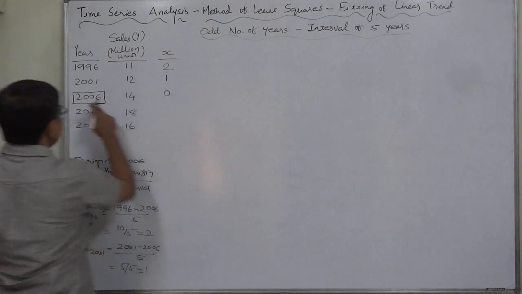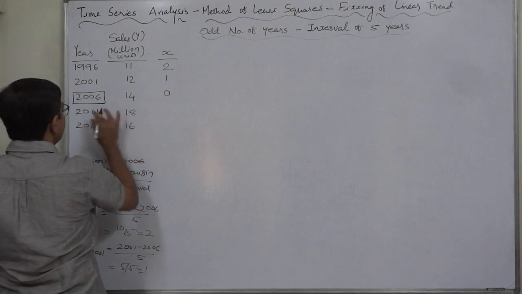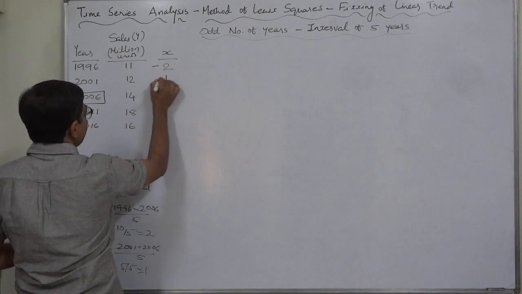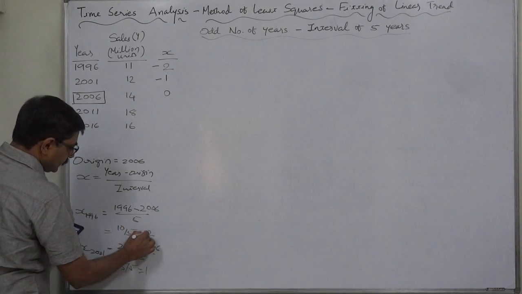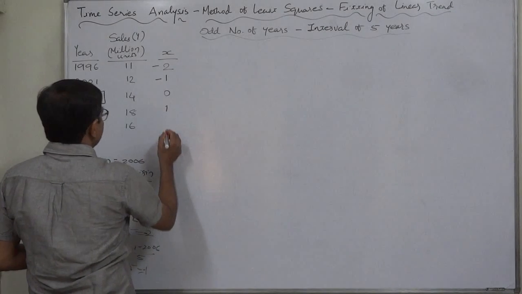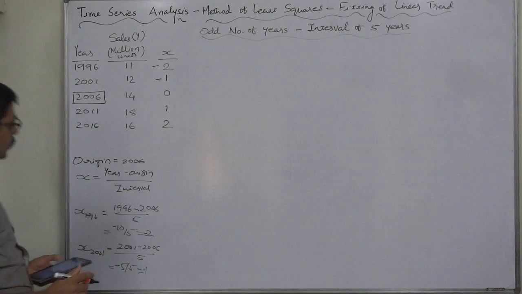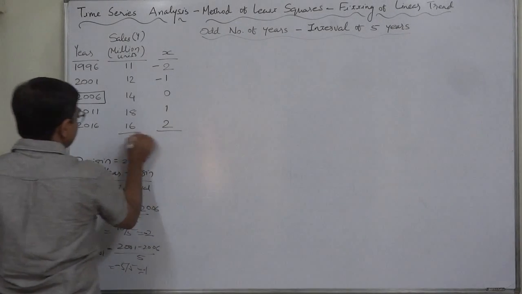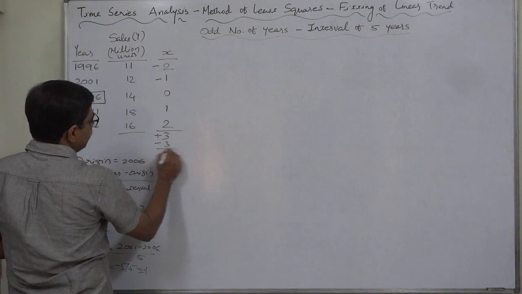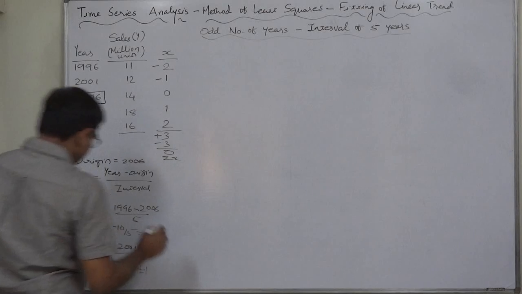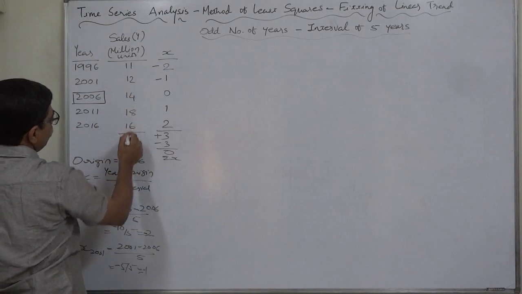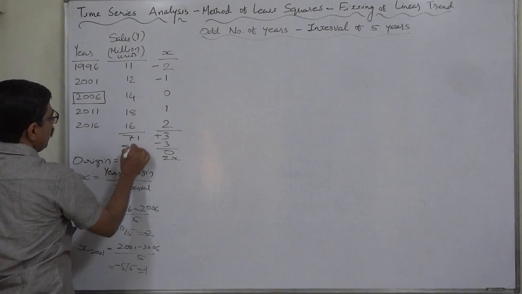So 2006 minus 2006 will be 0. 2011 minus 2006 is positive 5 divided by 5, that will be positive 1, and similarly here positive 2. We need summation of both these variables, y as well as x. Positive 3, negative 3, sigma x must be 0, and in case of y it will be 11 plus 12, 23 plus 14, 37 plus 18, 55 plus 16, 71.